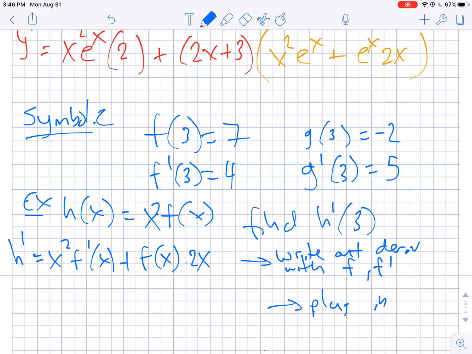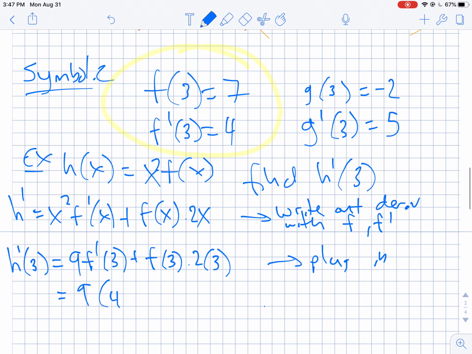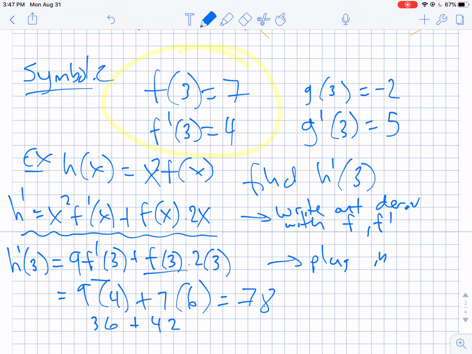Okay, so then when I want to plug in and find h prime of 3, h prime of 3 is 9 f prime of 3, 3 squared is 9, plus f of 3 times 2 times 3. And then a smile creeps over your face because you recognize we see those values right there. So h prime of 3 is just 9 times 4 plus 7 times 6. Oh my god, that's a big number. So that's 36 plus 42, which should be 78, unless I screwed something up, which I probably did. But that's the general setup. So we take the derivative here, we leave it just in terms of f and f prime, and then we plug in the f values that we have.